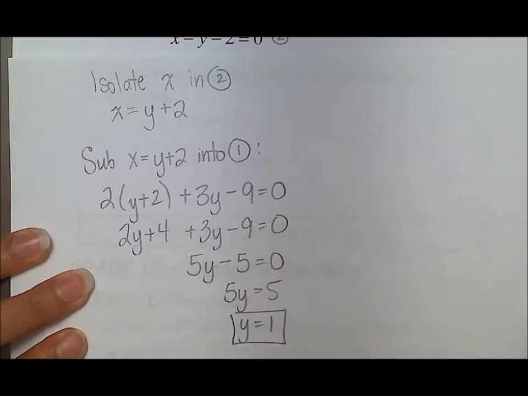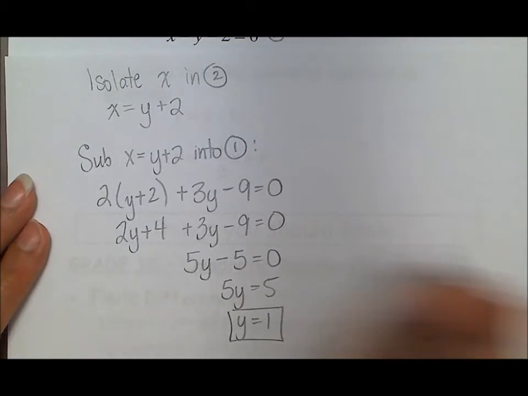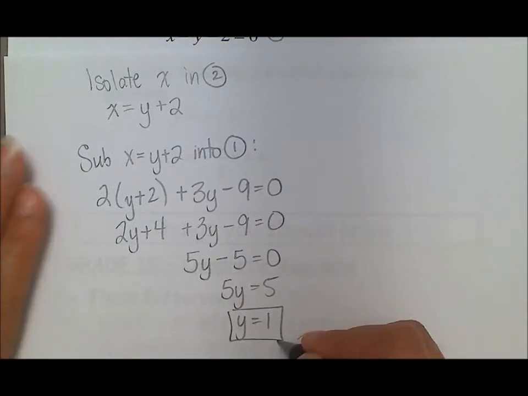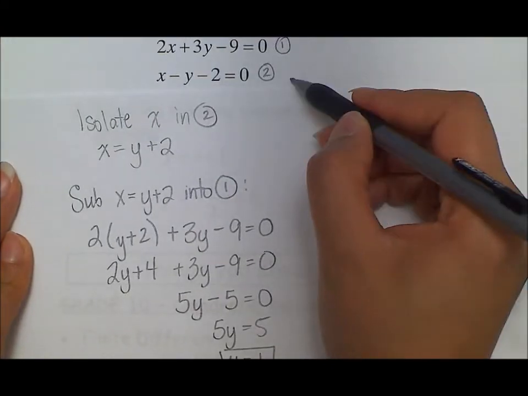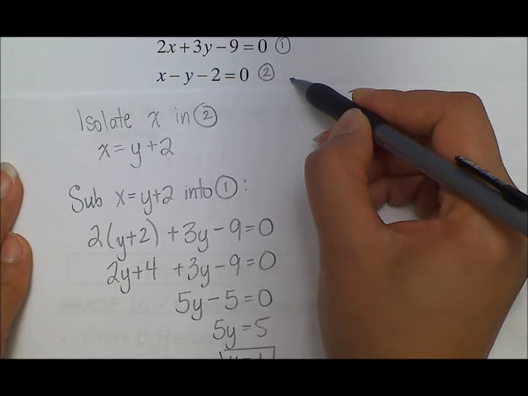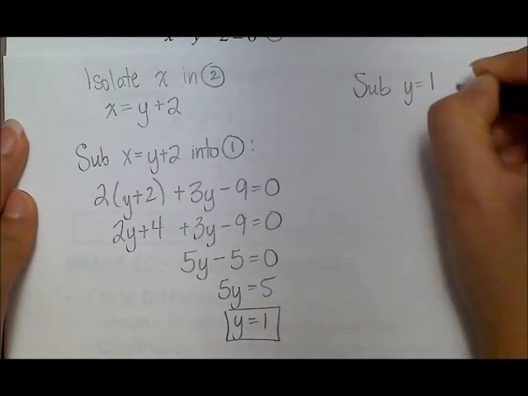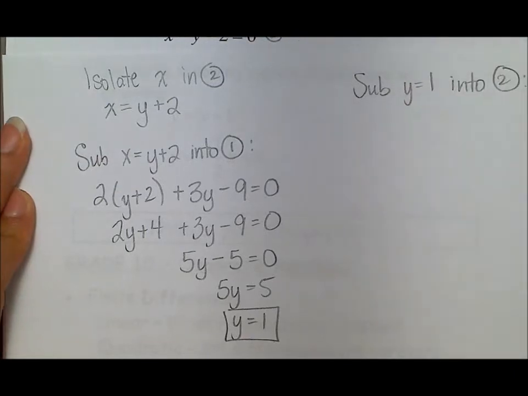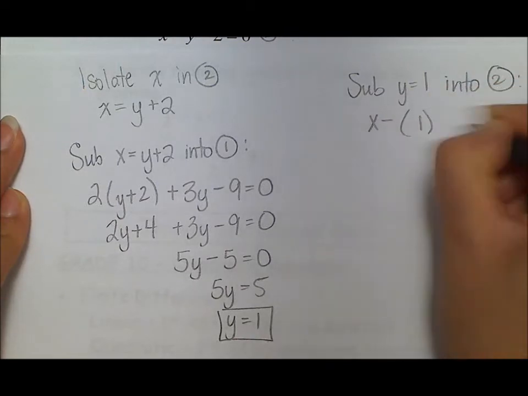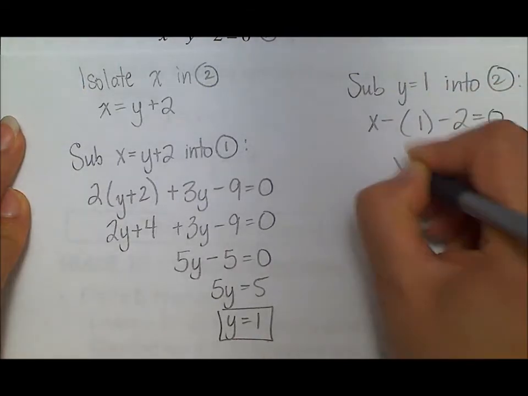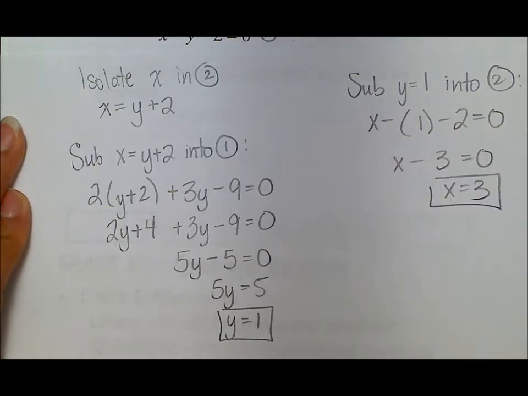Now, again, remember that in linear systems, solve means to find the point of intersection between the two lines. And so we've solved for the y-coordinate. We still need to solve for the x-coordinate. And so we're going to substitute back into one of the original equations. And the second equation is easier to use to isolate for x. So I'm going to sub y equals 1 into the second equation. And so I get x minus 1 minus 2 equals 0, which means x minus 3 equals 0, and so x is equal to 3. So there's the x-coordinate of the point of intersection.